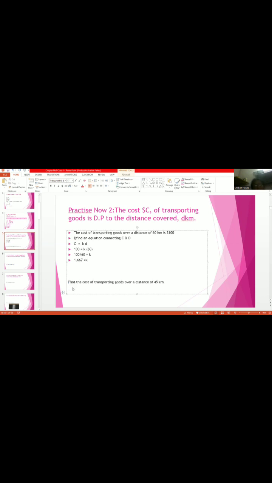Now we come to its second part. Okay. So first I have to connect this value here in this equation. This one is the connecting equation. Okay. So I have to put this value here. C is equal to 1.667. So we move towards the second part, that is saying find the cost of transporting goods over a distance of 45 kilometers. Here the distance given is 45. So simply I have to multiply 1.667 with this 45 and I will get the cost. Okay. Because they are saying find the cost.